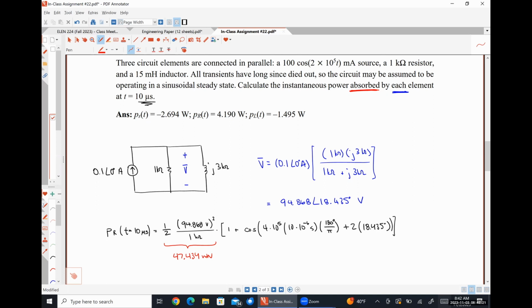So cosine of 4 times 10 to the 5 times 10 times 10 to the minus 6 times 180 over pi, plus twice the angle of what I have as X gives me negative 0.0688. So just this bit by itself is negative 0.0688 and some change, which I'm going to store as B. And so now I will simply have A times 1 plus B, and I did not get what I was expecting to get.